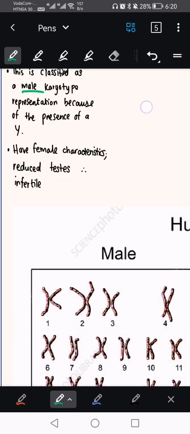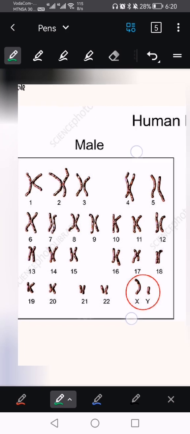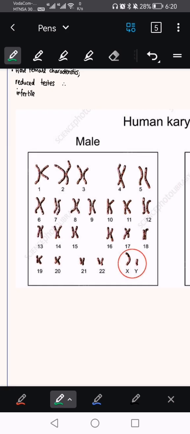And if I show you on a karyotype, if I show you the male, from here until here, that is all your autosomes. And if we count it, can we see that there's 22 pairs? If you count it individually, 1, 2, 3, 4, 5, 6, 7, 8, 9, 10, 11, 12, 13, 14, all the way, you will count 44 autosomes, or 22 pairs of it.